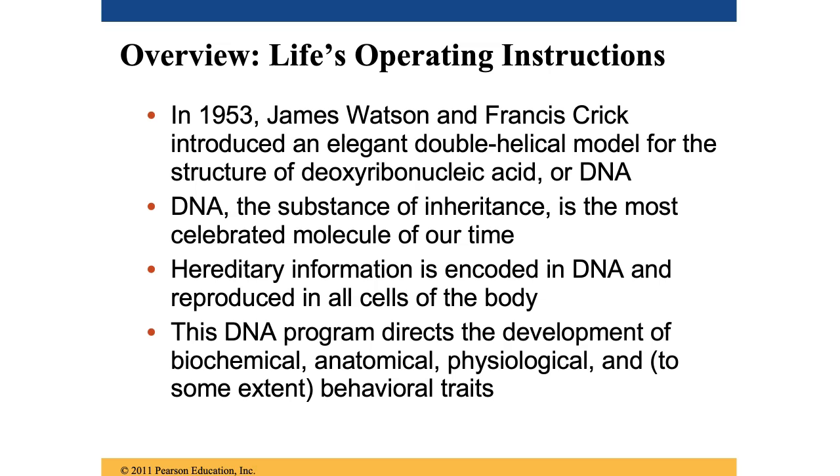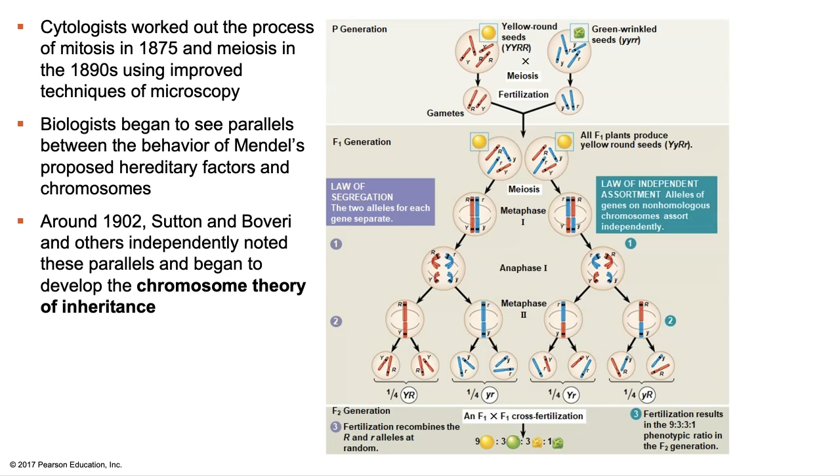This was occurring in the mid to late 1800s, so our scientific tools weren't really up to par yet for figuring that out. But fast forward to the end of the 19th century, 1875, 1890s, when cytologists were trying to work out mitosis and meiosis, biologists were seeing parallels between the behavior that Mendel described with his hereditary factors and what they were observing with chromosomes. And then in 1902, Sutton and Boveri began to develop the chromosomal theory of inheritance.